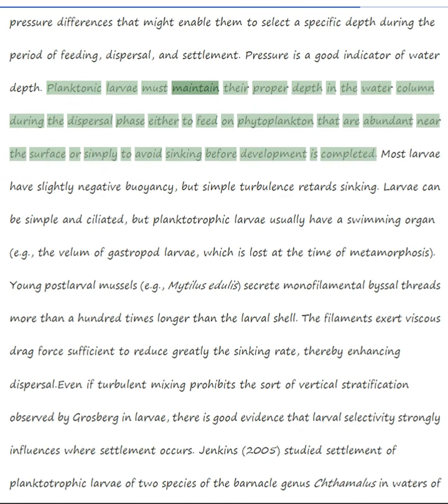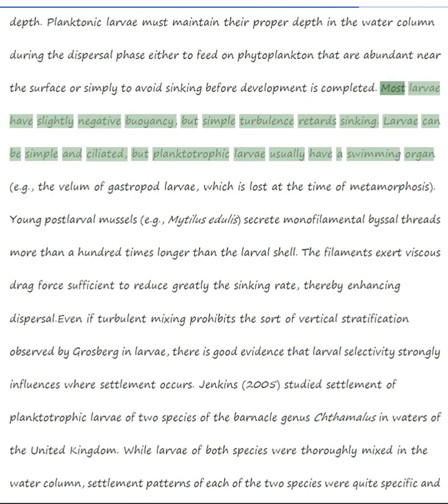Planktonic larvae must maintain their proper depth in the water column during the dispersal phase, either to feed on phytoplankton that are abundant near the surface or simply to avoid sinking before development is completed. Most larvae have slightly negative buoyancy, but simple turbulence retards sinking. Larvae can be simple and ciliated, but planktotrophic larvae usually have a swimming organ.